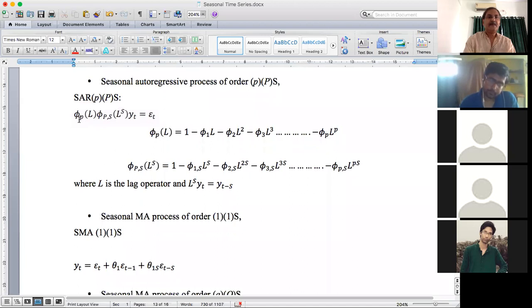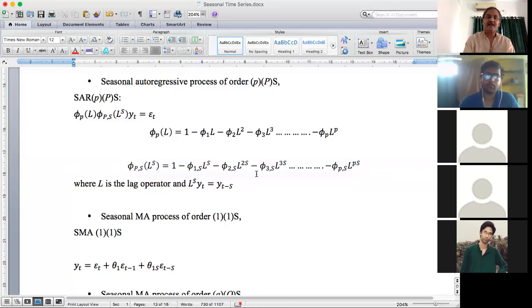That is phi P of L. You can expand phi P of L in this way: 1 minus phi 1 L minus phi 2 L square minus phi 3 L cube, etc., as we have in case of our annual time series. I have already explained that earlier. But this part is new: phi PS L to the power S could be expressed in this way: 1 minus phi 1S L to the power S minus phi 2S L to the power 2S minus phi 3S L to the power 3S, etc.